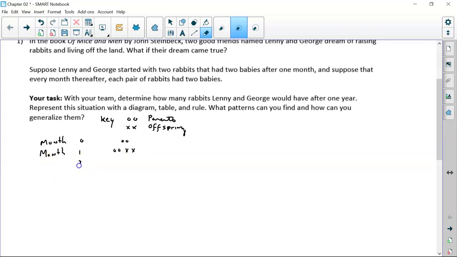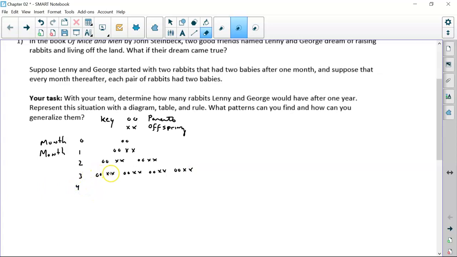In month 2, now the 2 initial parents have 2 offspring again, and the original offspring now have 2 offspring of their own. In month 3, the initial parents have offspring again, and now the offspring have their own 2. The other pair of offspring have another 2, and another pair of offspring have another 2. You can see how fast this is growing.